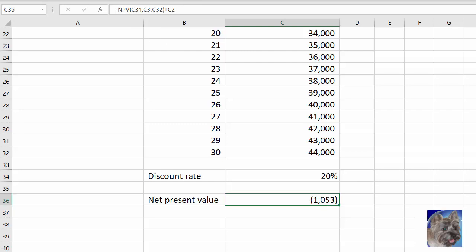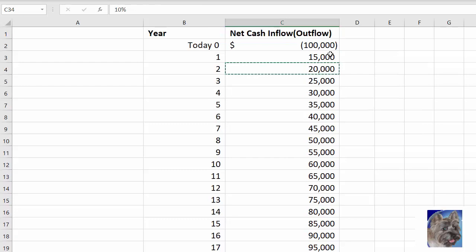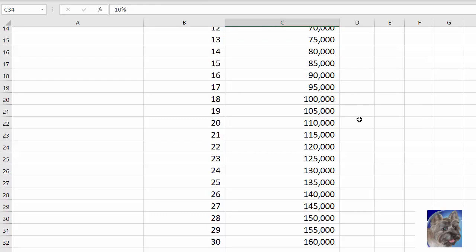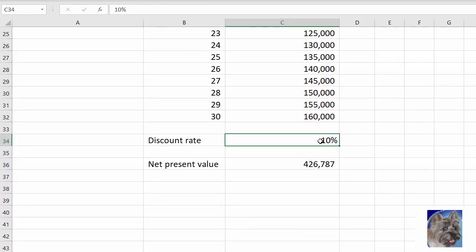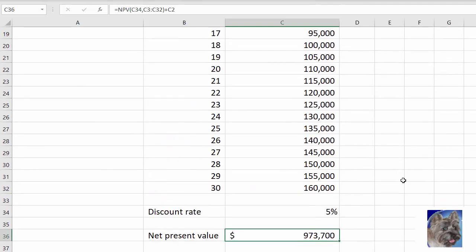Let me back this all off to where we had the original one, and I'll stop here. So here's 15,000, it increases 5,000, the discount rate is 5%, and the end result should be a positive net present value, and we don't care about pennies in this example, of $973,700. And that's this problem, everyone.